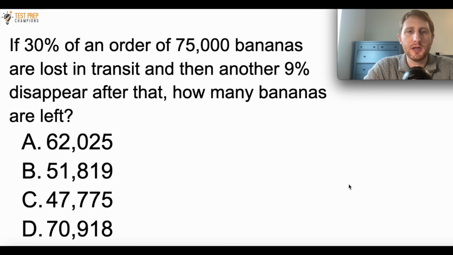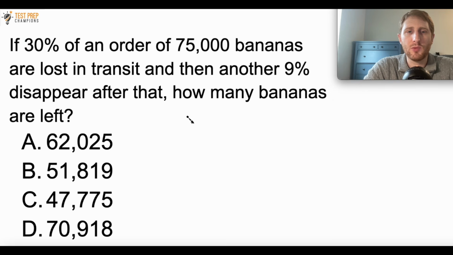If 30% of an order of 75,000 bananas are lost in transit and then another 9% disappear after that, how many bananas are left? Is the answer A, B, C, or D? So now's your chance, if you'd like to pause the video, try to figure this out. Take all the time you need, and if you get stuck, don't worry about it because we're just going to go over the answer.